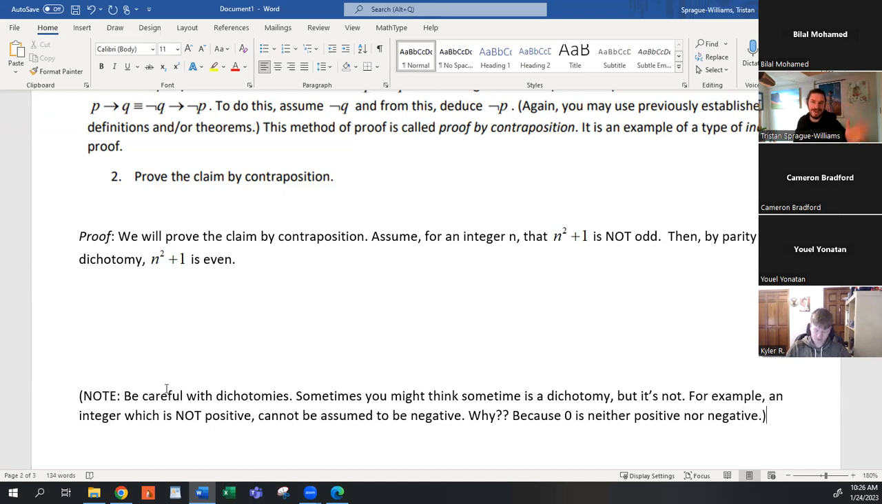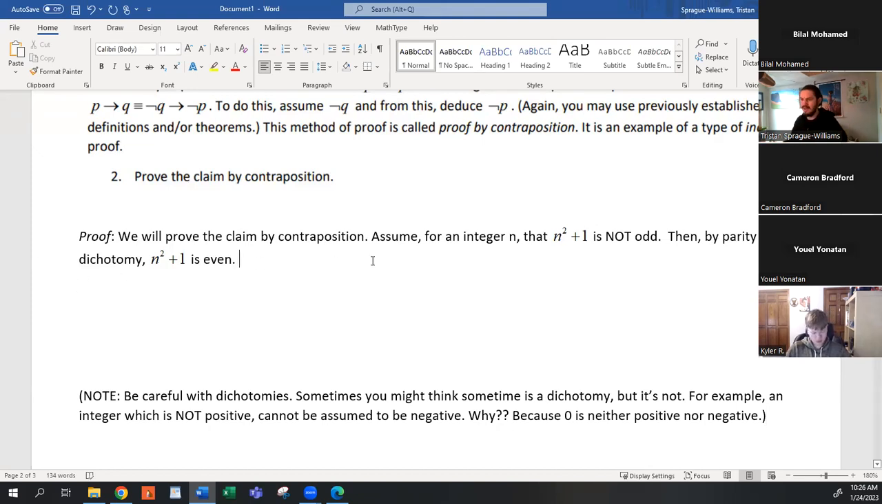Okay, so that's just a little aside. There's an example of something that people often mistake as a dichotomy, but it's not, right? Even and odd is a dichotomy on integers, but positive and negative is not. Anyway, that's why I was very clear about that.